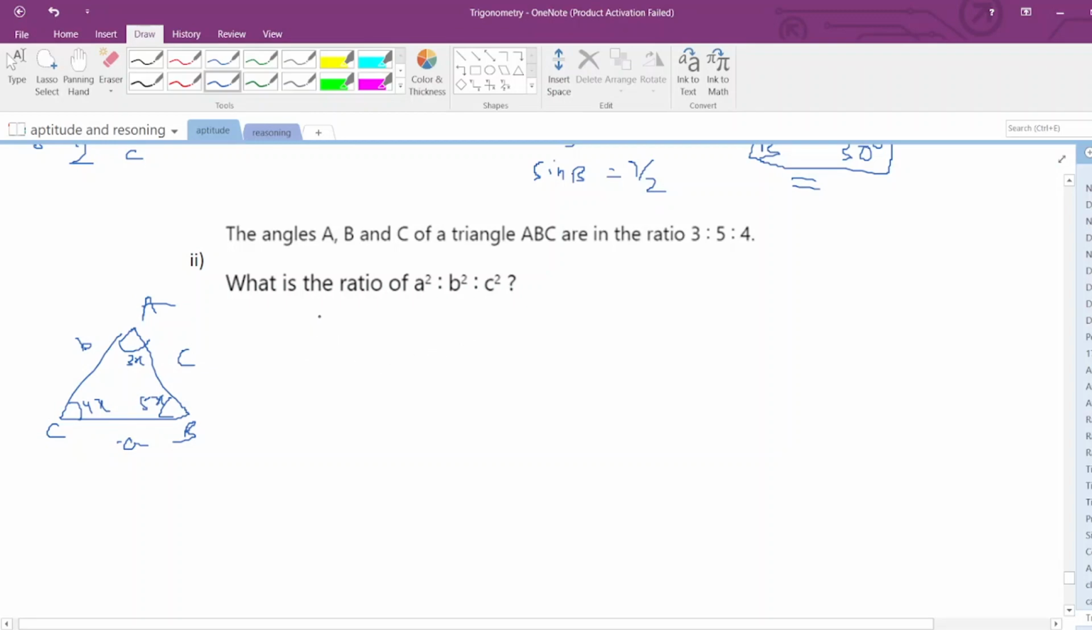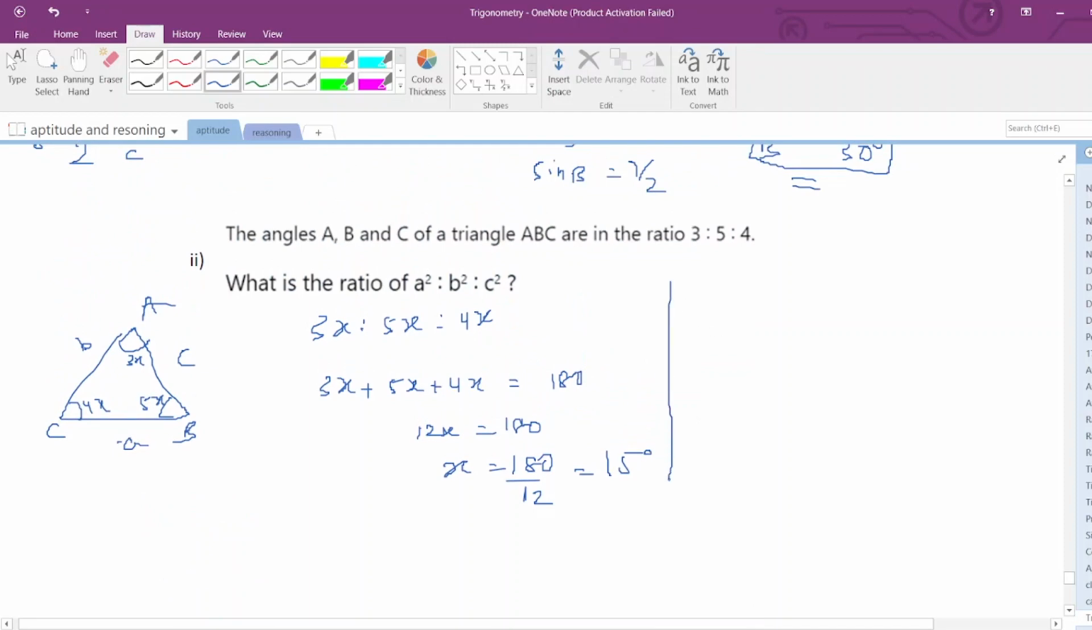Now we know the ratios here, how to solve. So I'm considering x, okay, 3x and 5x and 4x. So now we know the sum of internal angles of a triangle is equal to 180 degrees. So can I say 3x plus 5x plus 4x is equal to 180, which means 12x is equal to 180 and x is equal to 180 by 12, which is equal to 15. So x is 15.